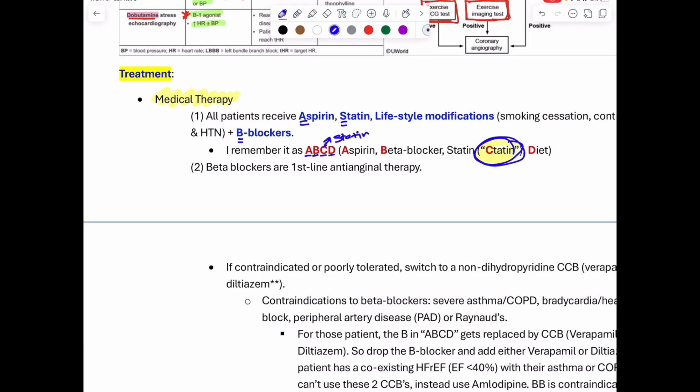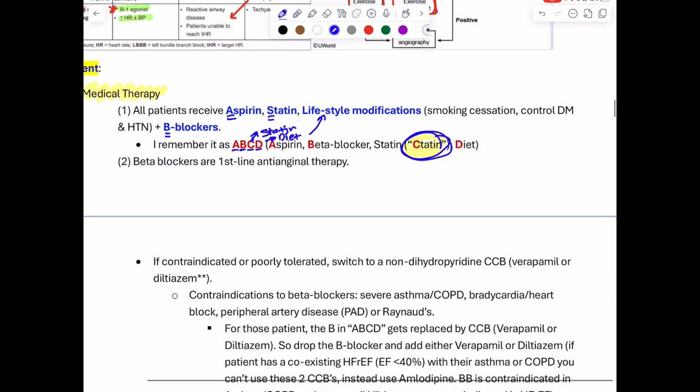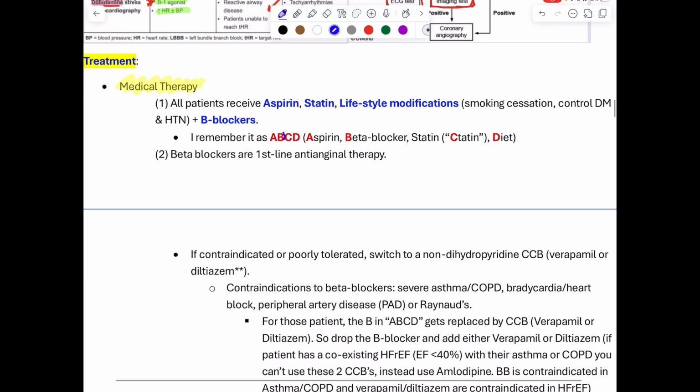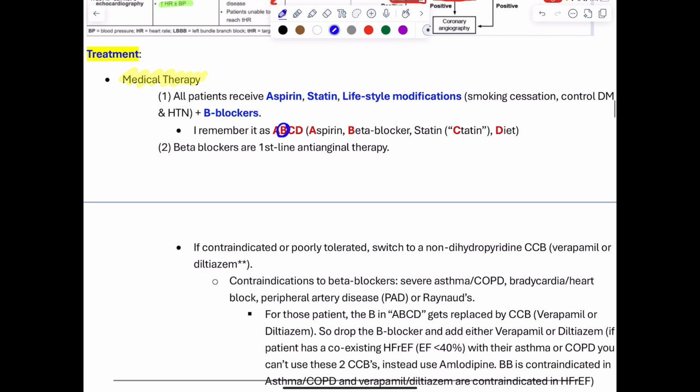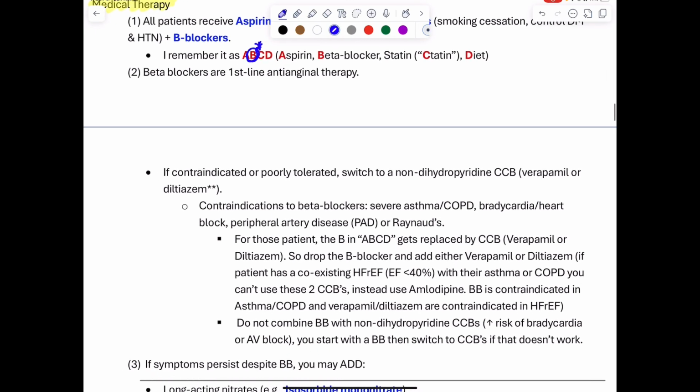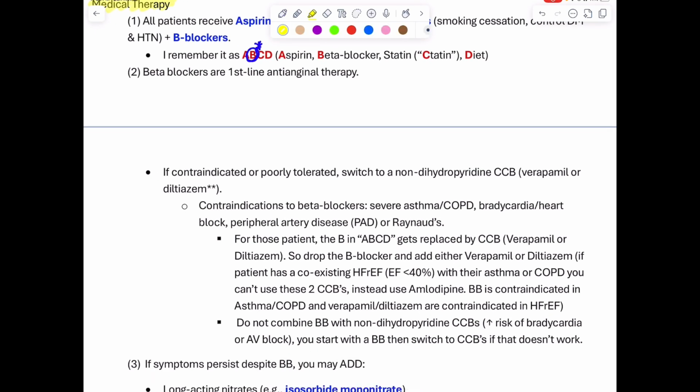And you also do D for diet, and this is to remind me of lifestyle modifications. You want to tell them to quit smoking, control their diabetes, control their hypertension, because these are all risk factors for coronary artery disease. So someone with stable angina, they get the ABCD. However, the B, the beta blockers, we're going to put an asterisk next to it, because even though they are a first line treatment, there are some contraindications that might not come up on questions, but that will come up in real life, or the USMLE Step 2.